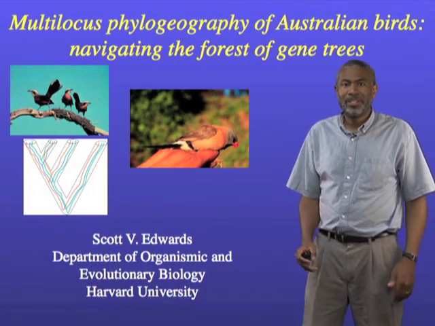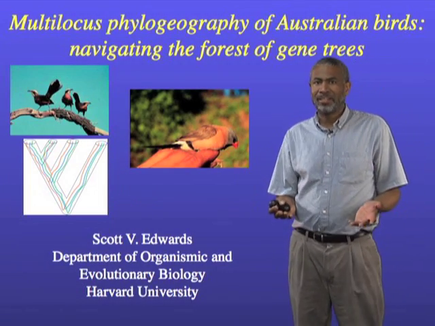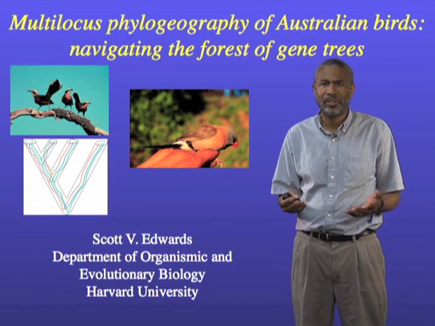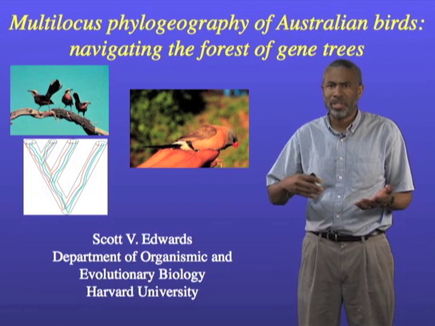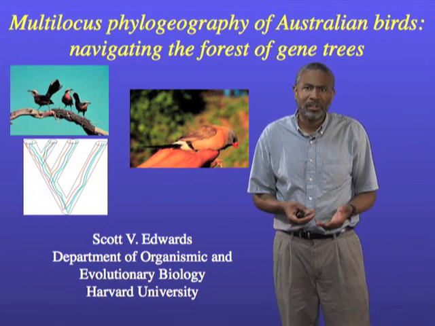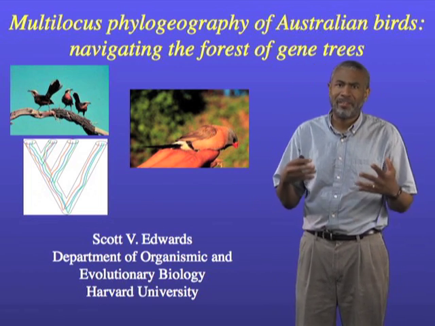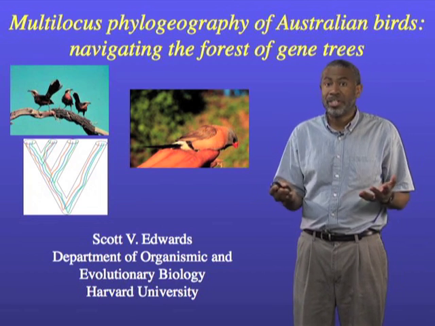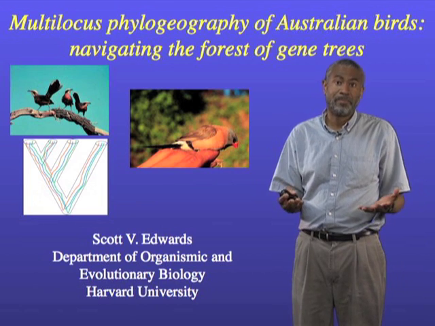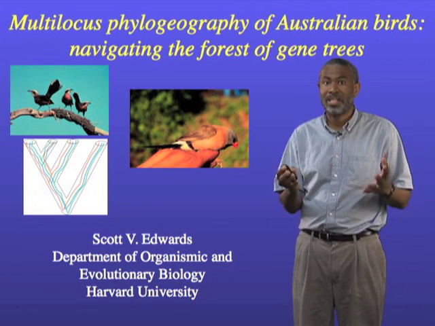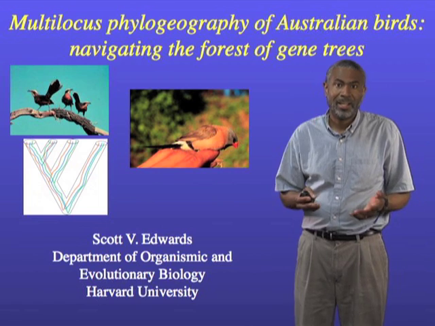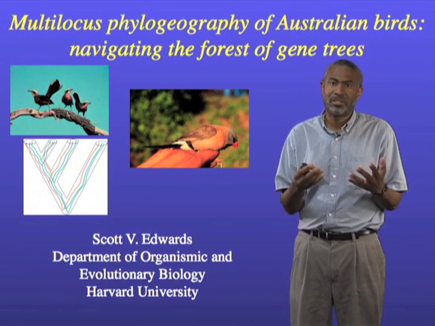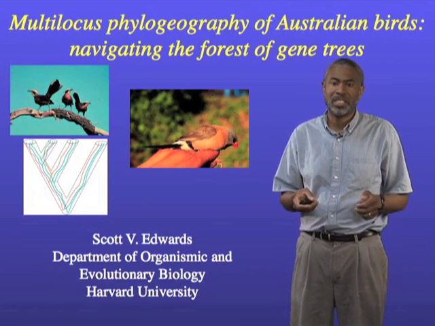Hi, my name's Scott Edwards, and in this second lecture we'll be continuing our tour of phylogeography, the exciting field of linking genetic variation with geography. And in particular, I'll be telling you about how I have applied phylogeographic principles to study the biogeography and evolution of Australian birds. Australia is an amazing continent full of amazing animals. And here we're going to use genetic variation to understand the history of those populations and species.